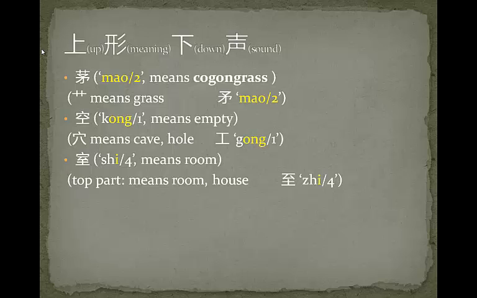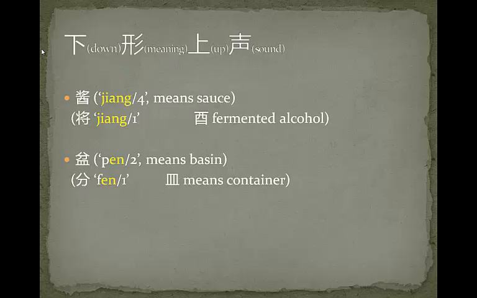Okay? And 智, the lower part, 智. It's fourth tone. We borrow the pronunciation right here. We borrow the vowel only. We don't borrow the consonant. We only borrow the vowel. Alright.